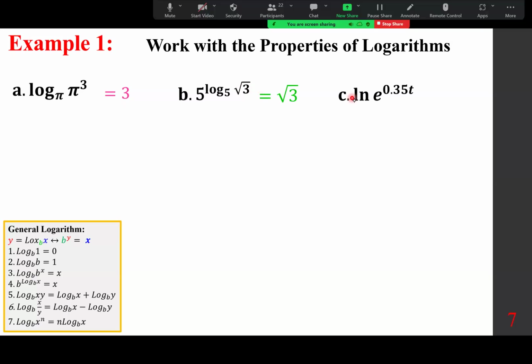Part C. ln of e to the power of 0.35t. Look at number 3. What would that be for a natural log? For natural log, it would be ln of e to the power of x is x. I hope you can see that.